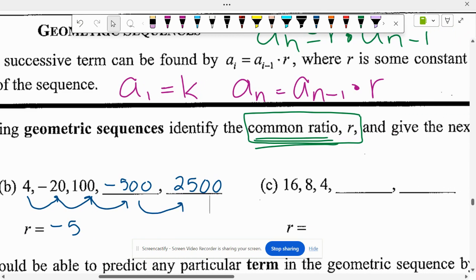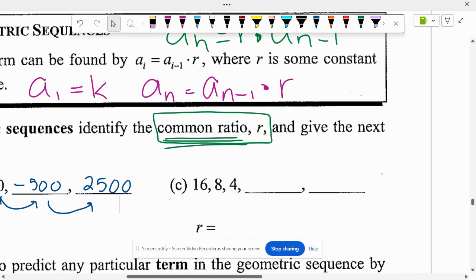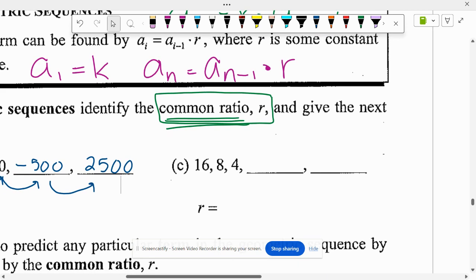Okay, let's look at the next one. Remember, we're looking for a common ratio or a multiplier. That doesn't mean that it can't be a fraction, okay? So what are we doing here? Yeah, my common ratio is 1/2 or 0.5.